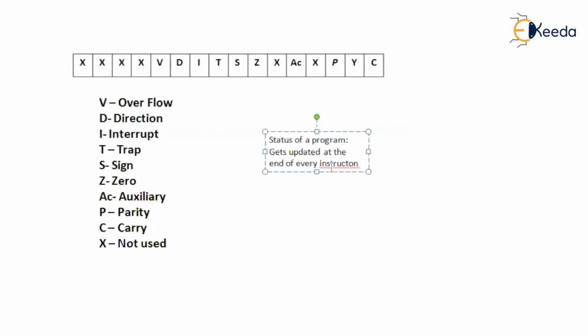Now, try to understand what this flag register is. When you execute the first instruction, there will be an output from the first instruction. It is going to update these flag bits. Second instruction gets executed, again these flag bits will get updated. Third instruction, fourth instruction. These flag bits give you, as I told you already, the status of a program at the end of each and every instruction. Let us understand what each flag stands for and what the purpose of each flag is.